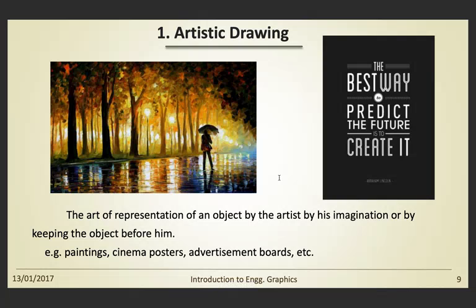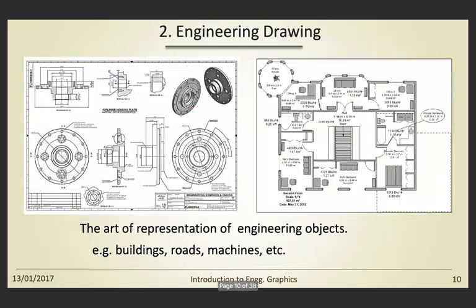Artistic drawing is the one you do, paint in cinema posters, advertisement boards, etc., by your imagination or by keeping the object before you. So this is how engineering drawing looks. It is the art of representation of the engineering objects, example building, roads, machines, etc.